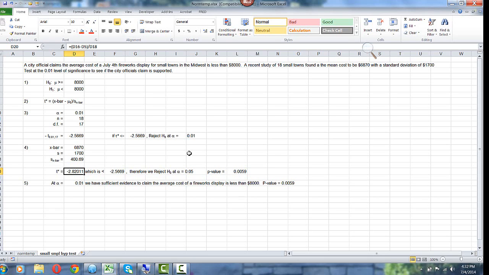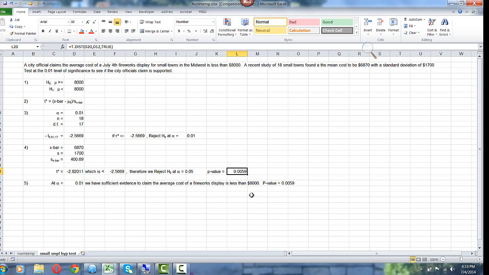Okay, now we can't go to the z-table and find a p-value. If we wanted to find a p-value, then we would have to have access to Excel, or maybe your calculator would do it. But you could use the t-dist, plug in minus 2.82, plug in 17 degrees of freedom, and because this is a lower tail test, just type in true for cumulative, and you would have your p-value. That is the area to the left of this number right here, minus 2.82.